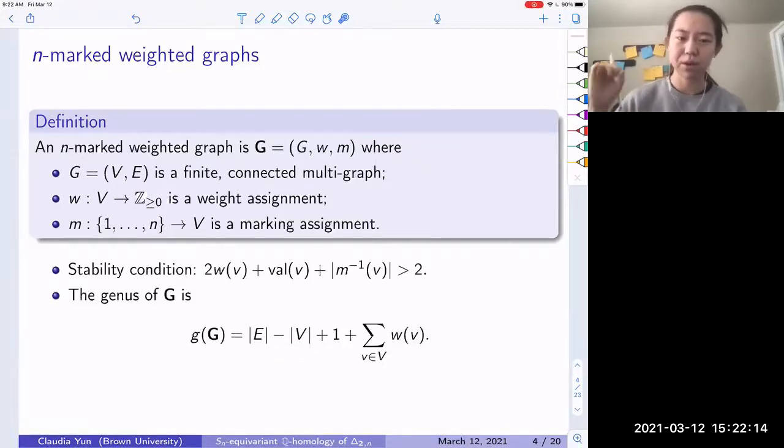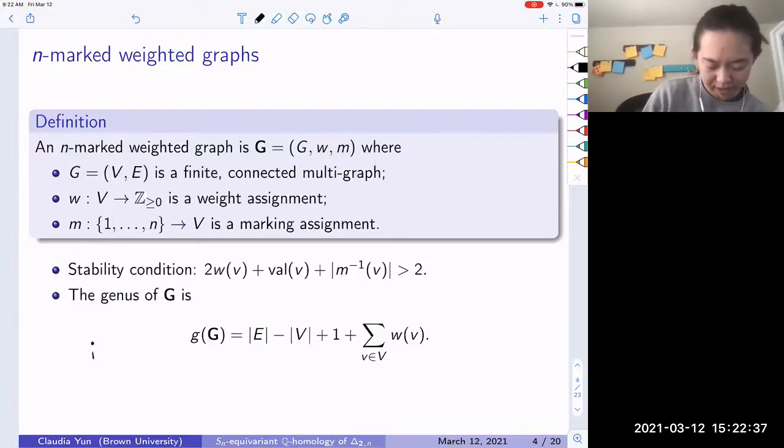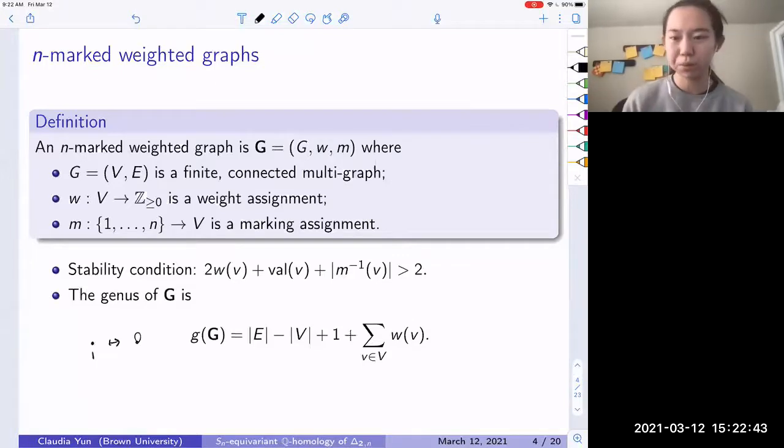And in particular, we can visualize the weights sort of as miniature loops around each vertex. And that is another way to sort of understand why we take 2 times the weight in the stability condition, because whenever we have a weight at a vertex, then we can always consider it as a small loop.